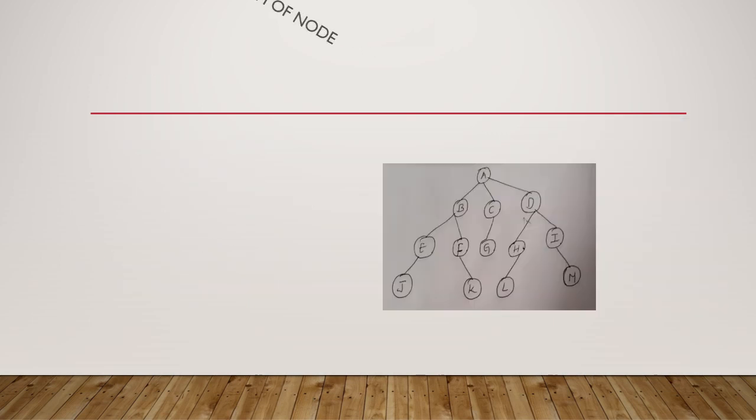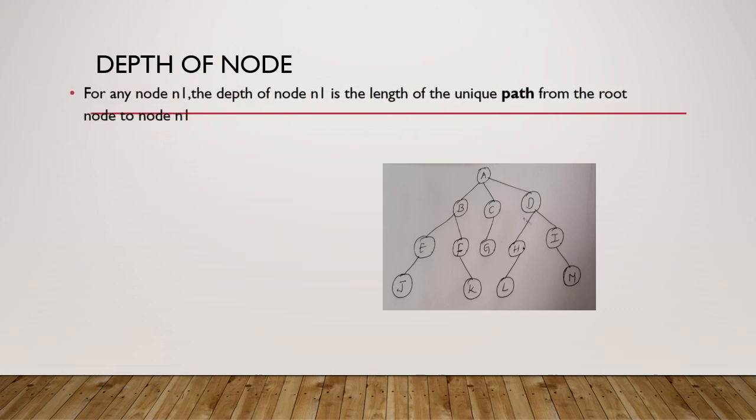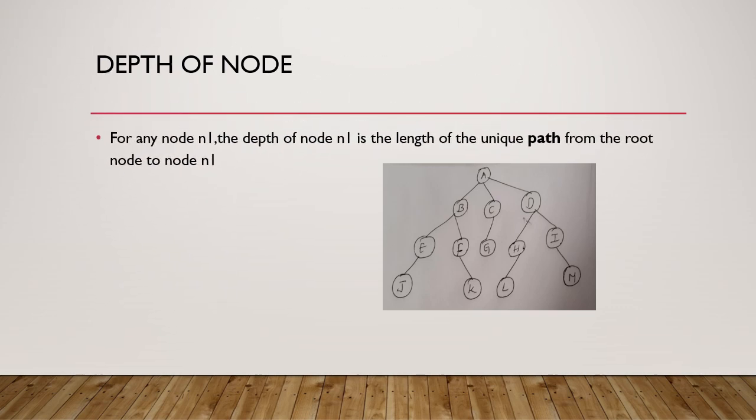Then depth of a node. What is the meaning of depth of a node? Depth of a node is the unique path from the root node to the end node, from source node to the destination node. See here, if we are taking any one example node N1, the depth of the node N1 is the length of the unique path from the root node to node N1.